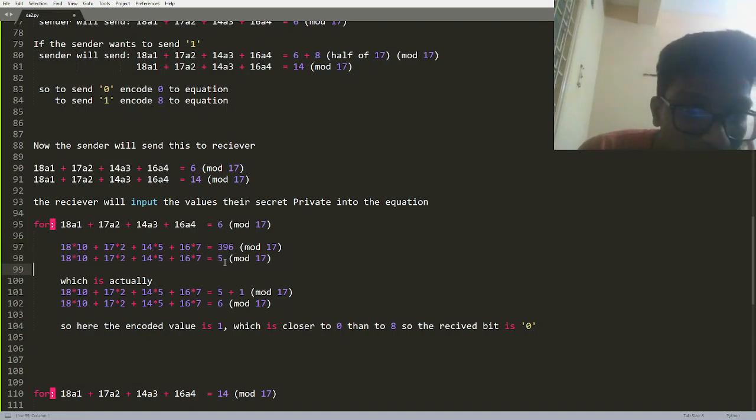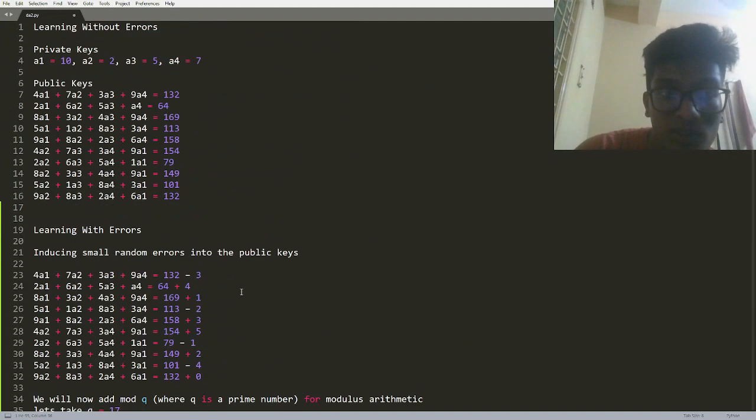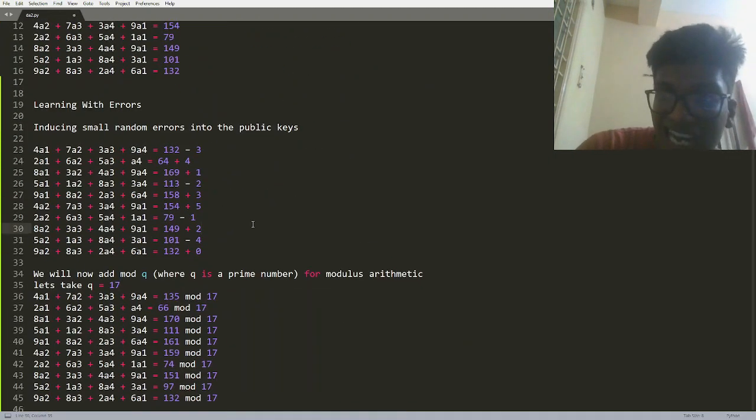Now we will compare my final answer to the received answer, and we can see that the induced error, the answer is not the same, but it is within 1. So by just adding 1, we can say that it will be similar. What this means is that this error 1 is actually closer to 0. Because it is not exactly the same, there is some induced error, because to our public keys, as we have seen here, we have induced some random error. That is the error we are getting there.